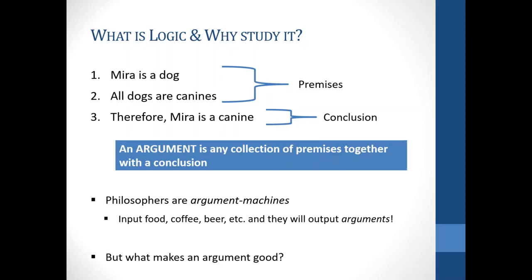So, an argument: any collection of premises together with a conclusion. Philosophers, of which I am one, are argumentation machines. You feed in food, coffee, in my case too much beer, and we output arguments. But of course, outputting arguments, much like many of the things that I output, sometimes are good and sometimes are pretty shitty, right? So let's ask, what makes an argument good? What separates the good from the bad?